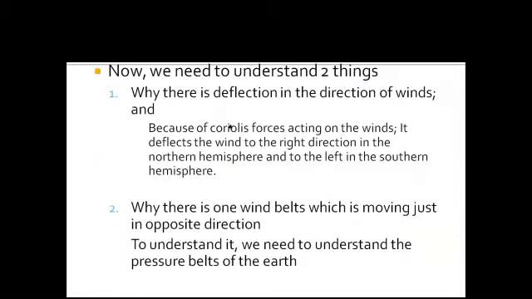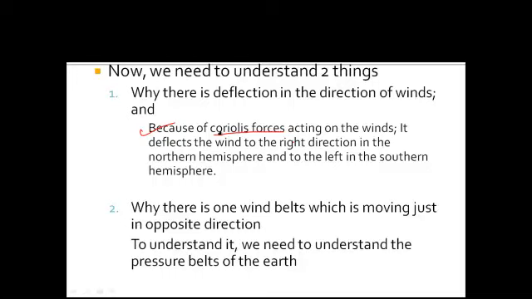So we need to understand two things. Number one, why there is deflection in the direction of winds, and second, why one wind belt is moving in just the opposite direction. For the very first thing, the deflection, the reason is the Coriolis force acting on the winds. This is as per Ferrel's law. Ferrel's law says every moving object in the northern hemisphere has a tendency to turn toward the right, and if it is in the southern hemisphere, it tends to turn toward the left.